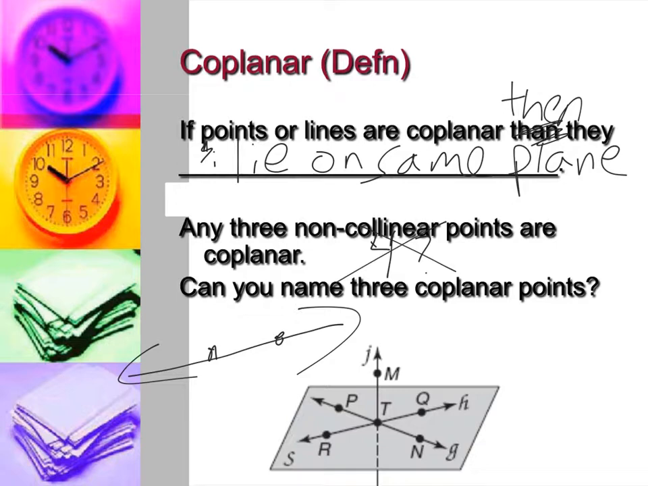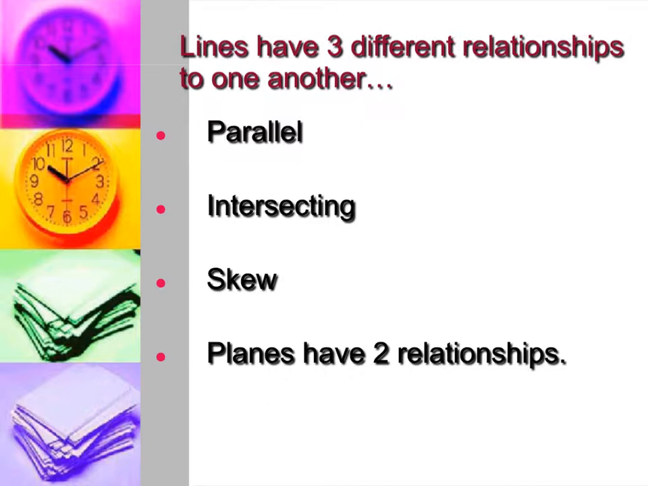So let's see here. Can you name 3 coplanar points? Any of those that are sitting on the plane, P, T, Q, R, and N, those are all coplanar, all right? M is not on that plane, all right? It's drawn to not be on that plane. Cool. Awesome. All righty.